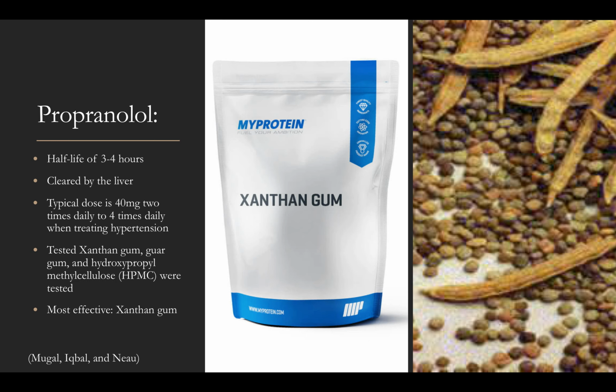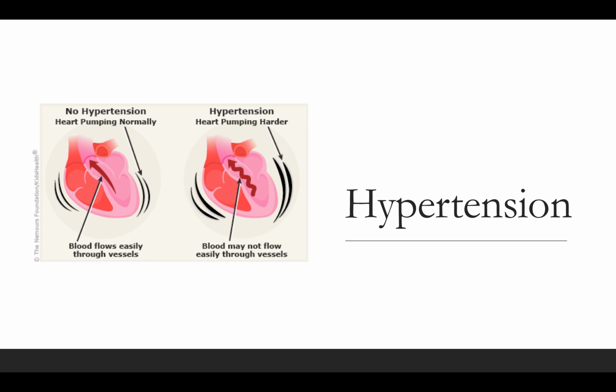Xanthan gum kind of blew guar gum out of the water, and it was the best at retarding the release and diffusion of propranolol, allowing for a better and more consistent level of propranolol in the blood plasma. So now I'm going to talk about hypertension.